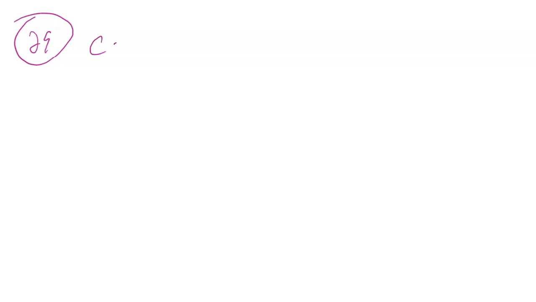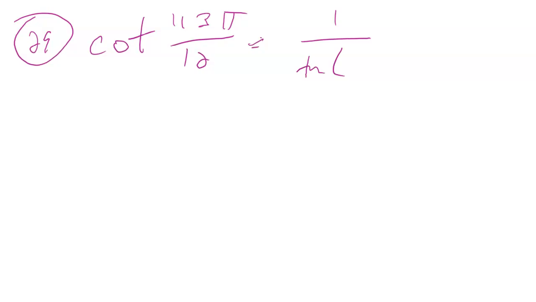Okay, no. I'm fine. So cotangent of 113 pi over 12. I mean, this is going to be equal to 1 over tangent of 113 pi over 12. So we're going to solve for 113 pi over 12 for tangent. And then at the end, we're going to reciprocate that answer. And then we're going to have to rationalize and stuff like that. So let's talk about tangent of 113 pi over 12.